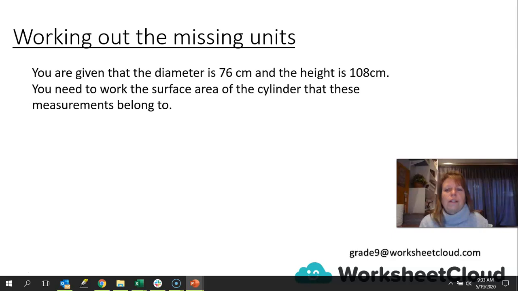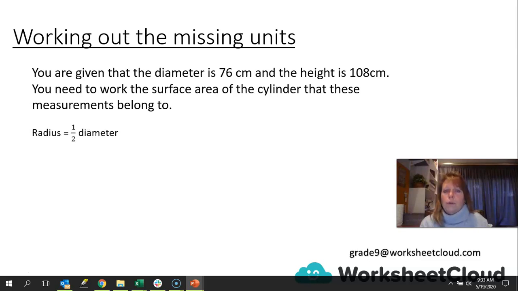Okay, so you are given the diameter of 76 centimeters and the height is 108 centimeters. So we're still working with the cylinder, but now we need to work out the surface area of this cylinder that these measurements belong to. Okay, so we are given the diameter, we were used to working with the radius, and we are given the height. So let's see what we need to do.